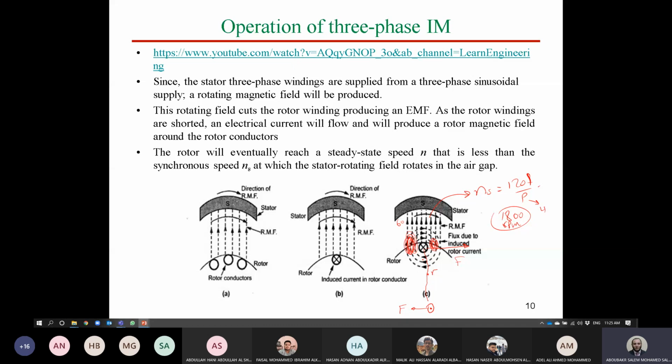Okay. So now we are discussing the period of starting, the transient one. As we agreed now, the flux which is coming from the stator is moving at 60 hertz or 1800 rpm if it's 4 poles, and the current which will be generated in the rotor, guys. What is the frequency of this current?